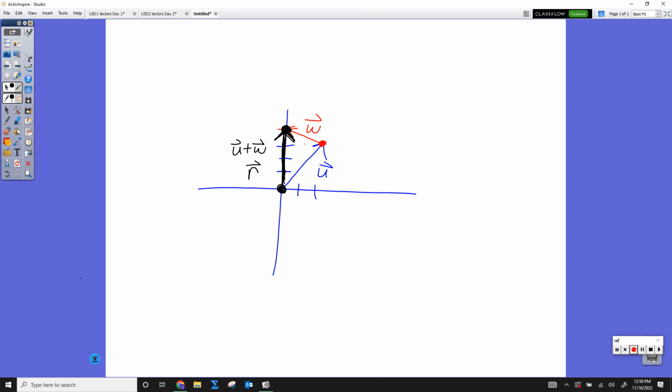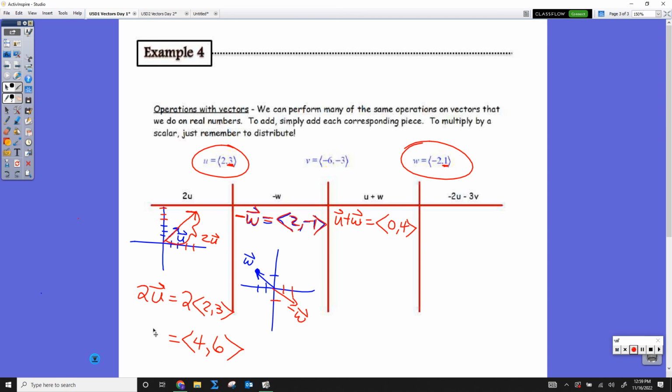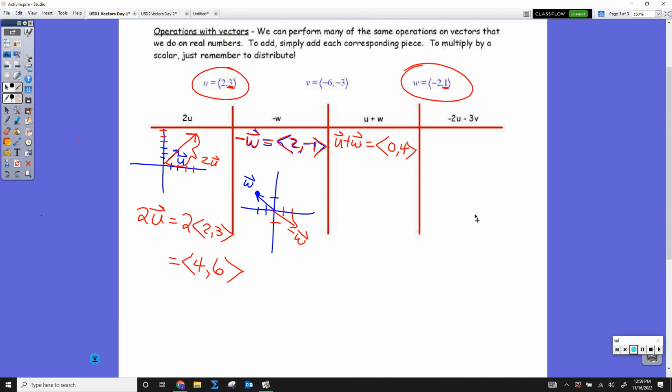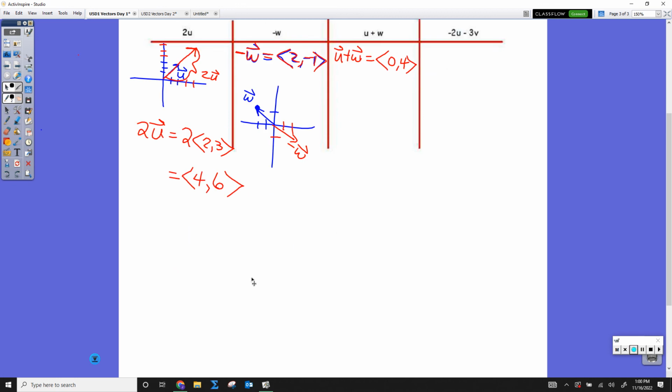Here's what I want you to do. Don't you have some space at the bottom down here? Yeah, a bunch of space. So complete this one, you and your partner, the negative 2u minus 3v. Get the computation all set up. And then I want you to go down here and see if you can draw the situation that occurs. All right, let's break off and we'll come back together.